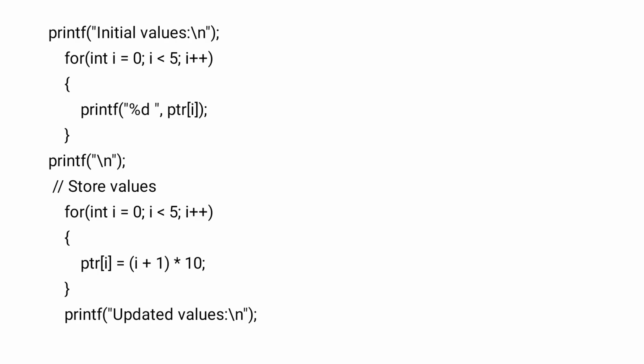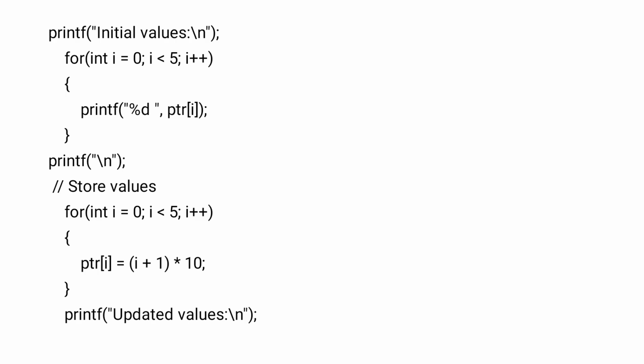For that also I am using a for loop. So for int i = 0; i < 5; i++. This loop will be executed 5 times. For example, take i = 0. Inside the for loop we have ptr[i], so in ptr[0] I am storing (i + 1) * 10. That means (0 + 1) * 10, so 1 into 10, 10. So in the 0th location the value 10 will be stored.